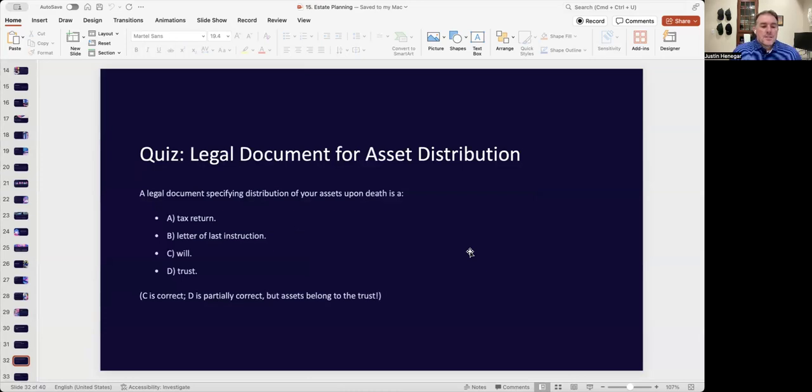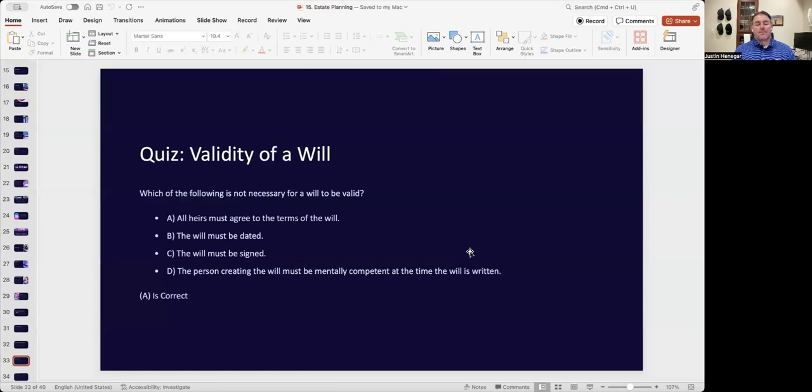Just a quick question. A legal document specifying distribution of your assets upon death is a, C, will. That is a legal document specifying distribution of your assets upon death. A trust may have distributions, but they may not. So it doesn't always necessarily mean a trust is going to distribute at death.